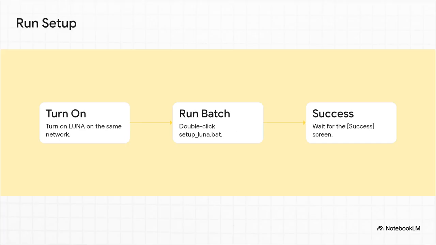All right, main event time. Step 1, double-check that your Luna device is actually turned on and connected to the exact same Wi-Fi network as your PC. Step 2, go ahead and double-click that setupluna.bat file you just tweaked. What happens next is actually really cool. A black command prompt screen is going to pop up, and you'll see the script automatically writing all those terrifying JSON configs for you. Step 3, just wait a few seconds until the screen says, "Success, all setup procedures have been successfully completed." Once you see that, press any key to close the window. That's it, you are fully configured.